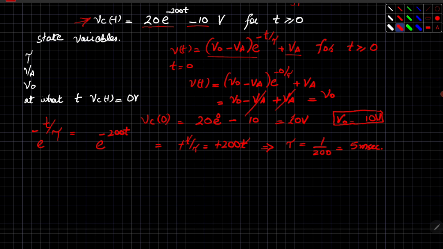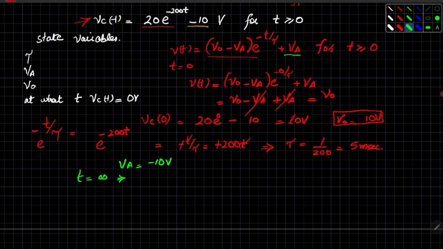Now we want to calculate the value of VA. Again, we have the equation. How would we calculate? As you already know, by comparing the two equations, one is generic, this VA should be equal to this voltage. So just by comparing these equations, we know that VA is equal to minus 10 volts. Another method is to put t equal to infinity.